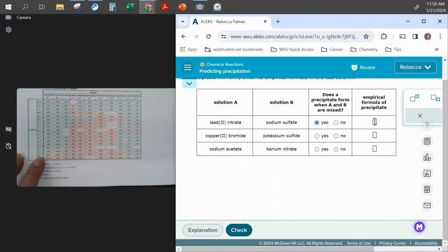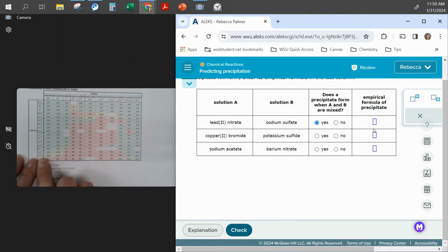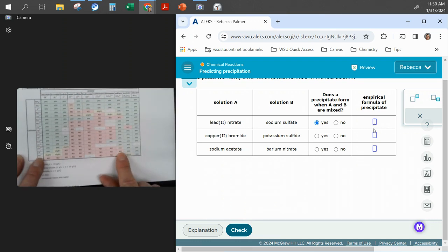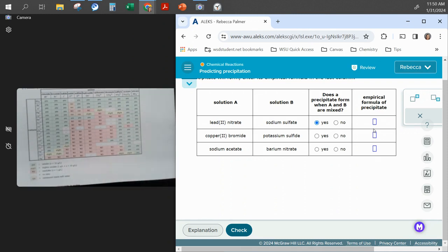And then I have to figure out the formula. Well, this is kind of nice because it gives me the charge. This is lead 2+. Sulfate is SO4 2-. So I just need 1 sulfate for 1 lead. So my precipitate will be PbSO4. That looks funny. Is there a space here? No. Oh, I put on caps lock. Okay, does that make sense? Okay.